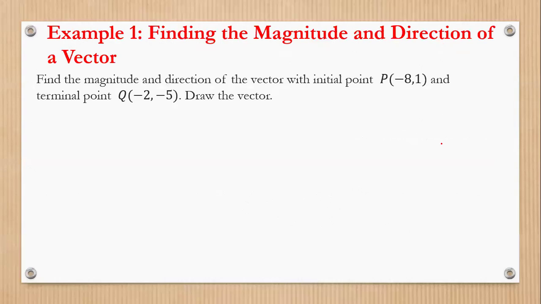Okay, let's look at an example. First example, it says find the magnitude and the direction of the vector, which the initial point is -8, 1, and the terminal point is -2, -5. So if I want to graph this vector, the initial is -8, 1, 2, 3, 4, 5, 6, 7, 8, and 1, which is this point. Terminal point is -2 and -5, which is this point. And that is my vector PQ.